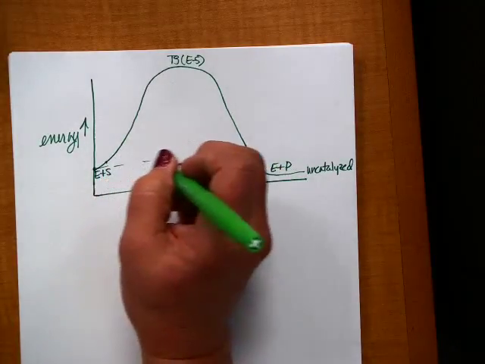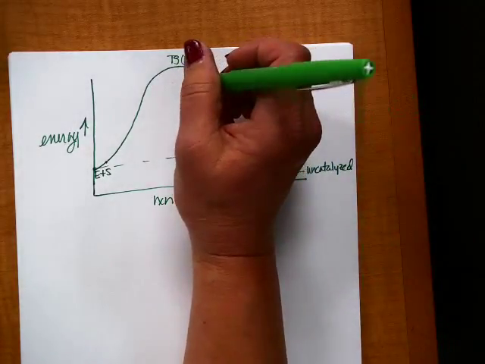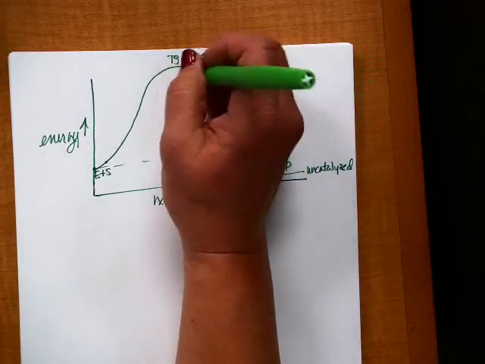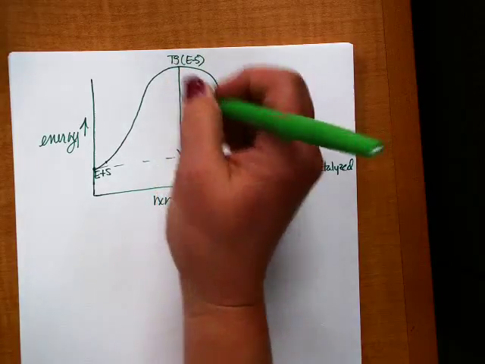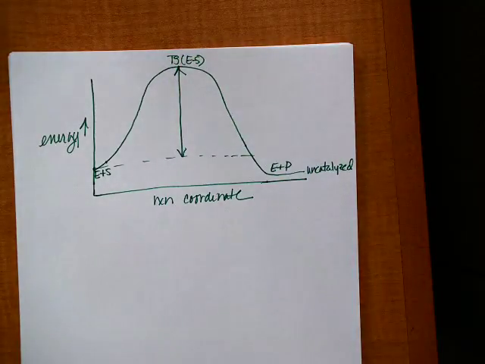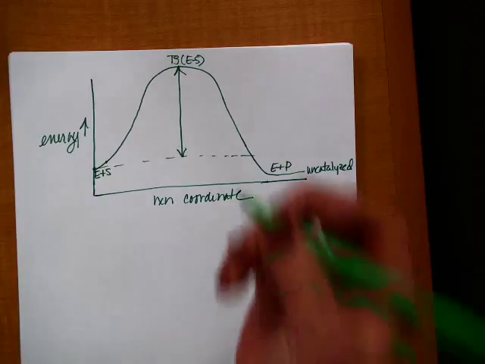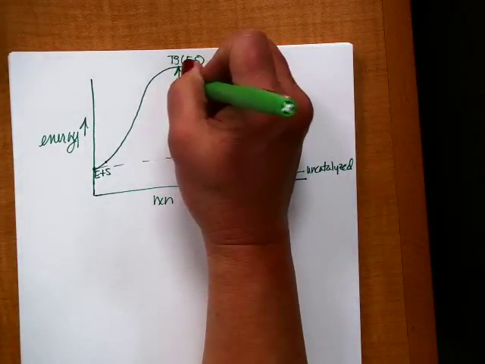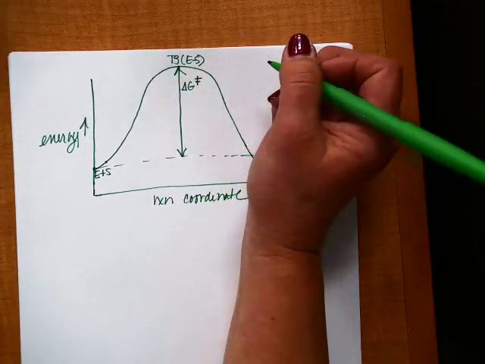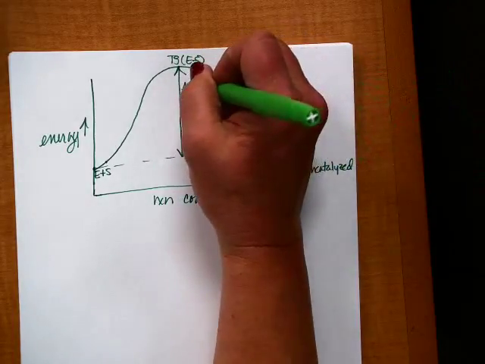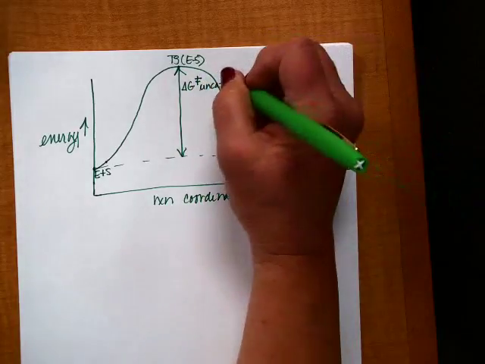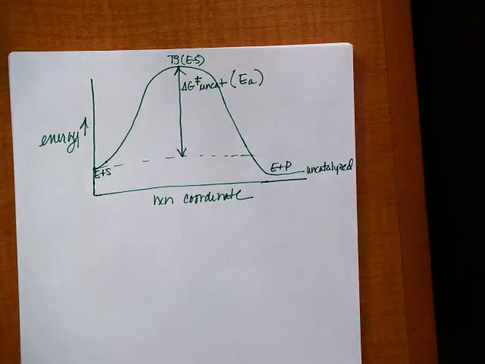I just want to point out, in chemistry, this would be labeled E sub A, energy of activation. Biochemists label it differently. It's the delta G symbol, and then this line with two strikes through it. But that means the same thing as energy of activation. So that's the hurdle that has to be overcome for substrate to be converted to product and the enzyme released.